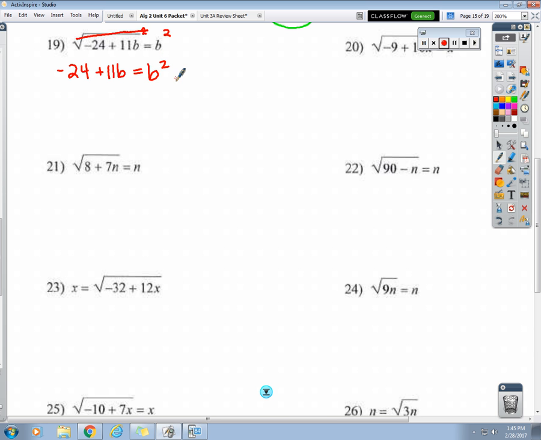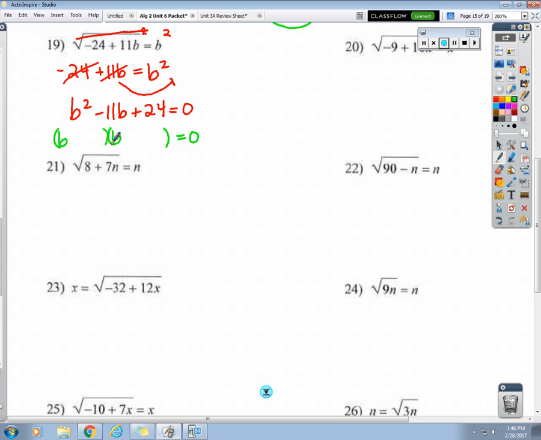So what do we move to it first? The 11b. When you move the 11b over, how do you move it over? Subtract it over, because it was positive. So now it's gone, and now it's minus 11b. To move the 24 over, how do we move it over? Add it. So now it's positive 24. Now we have a trinomial that we can factor into two binomials using the bubble method.